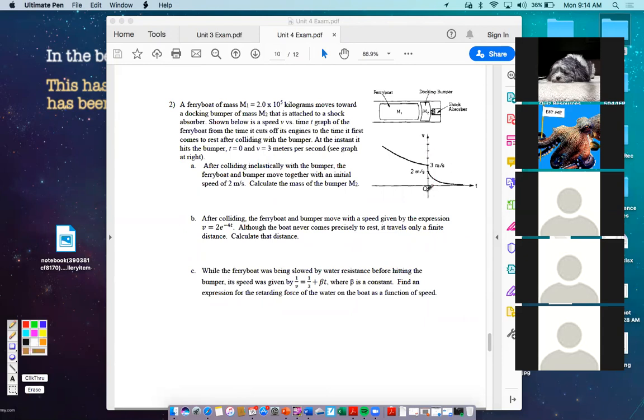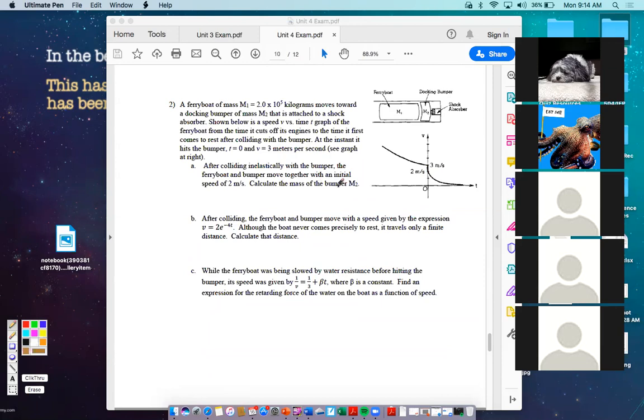Right here at time equals 0 is when it hits the bumper. So it hits the bumper with a velocity of 3. So you can see that the collision occurs right in this time. It's a very, very short collision. And the ferry boat drops its velocity from 3 to 2. Calculate the mass of the bumper.